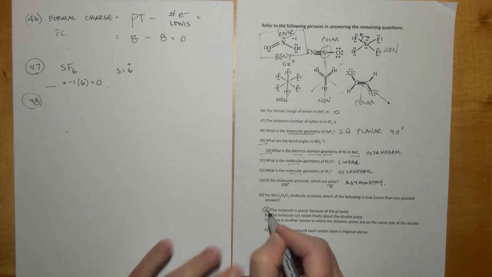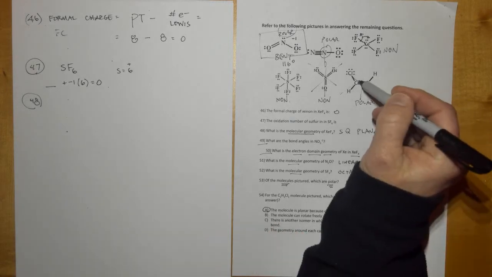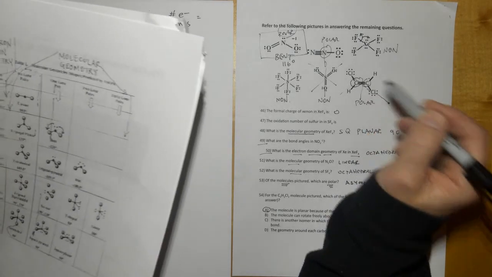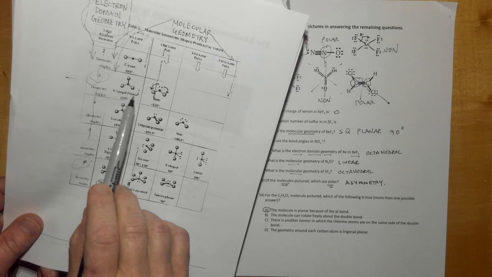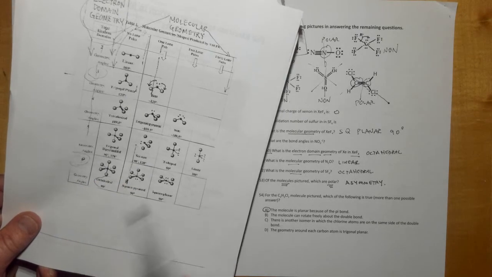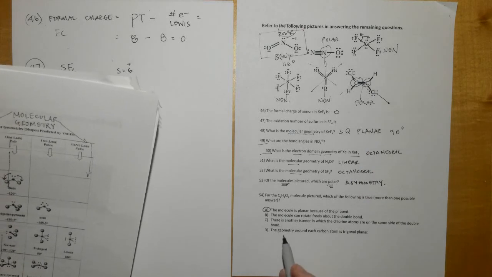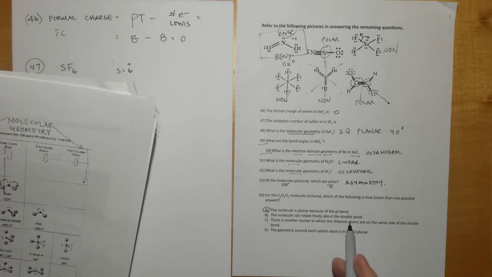That is true. So, if you look at this shape around this carbon or around this carbon, you have 1, 2, 3 bonded, 0 non-bonded. So that would be trigonal planar. So that's how you know it's planar, because there are 3 bonded domains around either one of them. The molecule can rotate freely about the double bond.